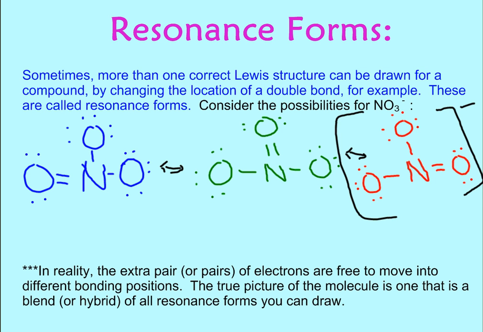Okay, so go ahead and do that. Make sure to put them in brackets when they have a charge on them, like these polyatomics do, with the negative charge outside the bracket. And it says at the bottom, in reality, the extra pair or pairs of electrons are free to move into different bonding positions. The true picture of the molecule is one that is a blend or a hybrid of all resonance forms that you can draw.